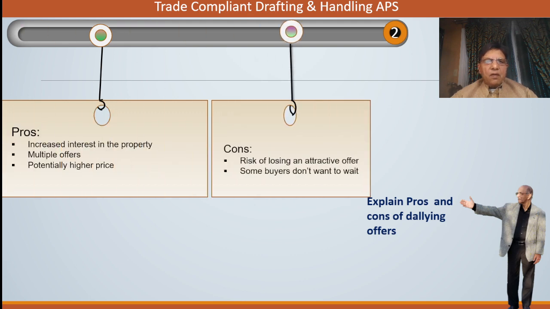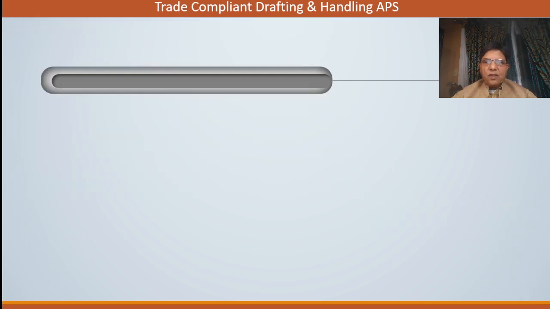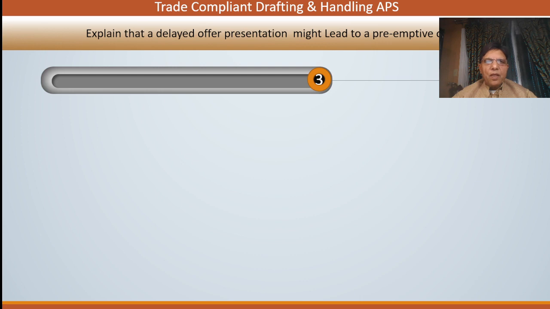But for the scheduled date, the risk is that your client may well lose an attractive offer, because sometimes some of the buyers don't want to wait for a specific date. They want to know today, because if this property is not available, they might want to go to the next property. They don't want to be stuck with this property for a few days, so your client might lose that interested buyer. So that is another thing which you need to explain to them, that a delayed offer presentation might lead to a preemptive offer.